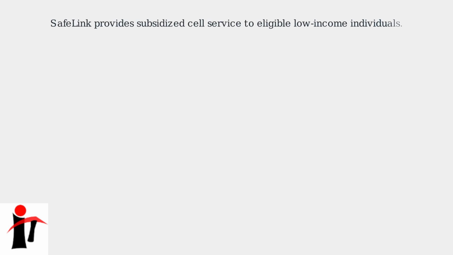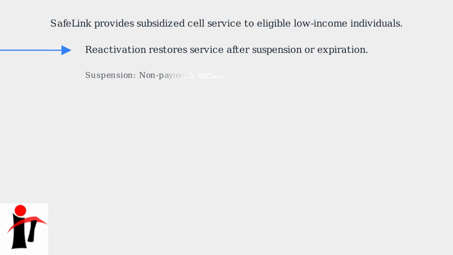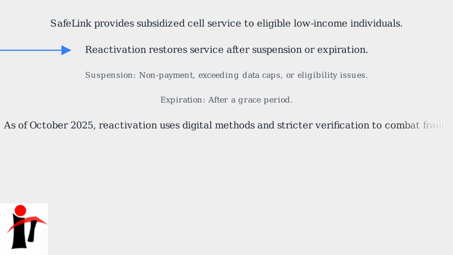SafeLink provides subsidized cell service to eligible low-income individuals. Reactivation is the process of restoring service after it's been suspended due to non-payment, exceeding data caps or eligibility issues, or after expiration following a grace period. As of October 2025, the reactivation process emphasizes digital methods and stricter verification to combat fraud.